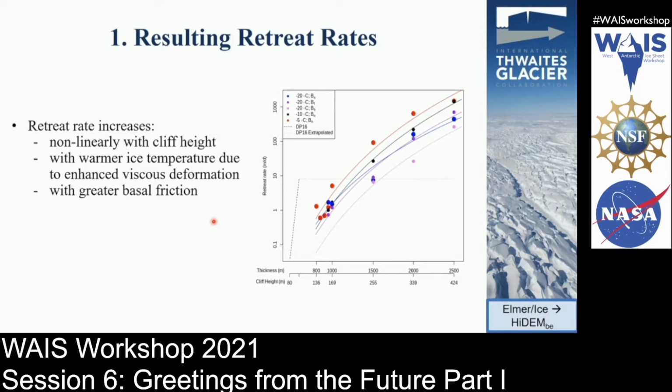We also found that increasing the basal slip decreases the retreat rates. So if you compare the blue to the pink lines here, that critical lean angle was reached less quickly or not at all, as that glacier's base is more or less able to keep pace with that cliff lean.